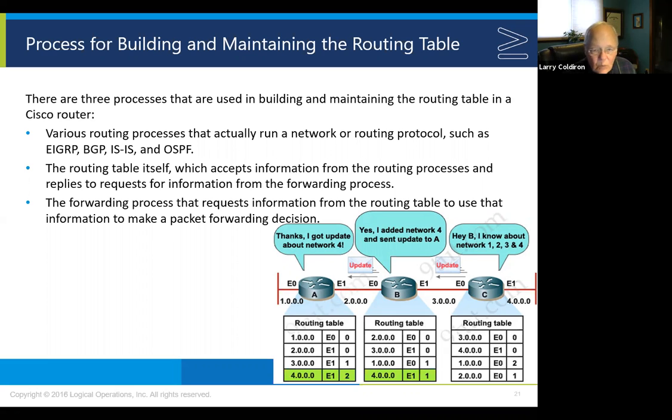IS-IS is one of those protocols. It's not an objective in ICND1, ICND2, or any of the CCNAs. OSPF, Open Shortest Path First, is a standard. It's not proprietary, unlike EIGRP. The routing table accepts information from the routing processes and replies to requests for information from the forwarding processes. The forwarding processes request information from the routing table to make packet forwarding decisions.